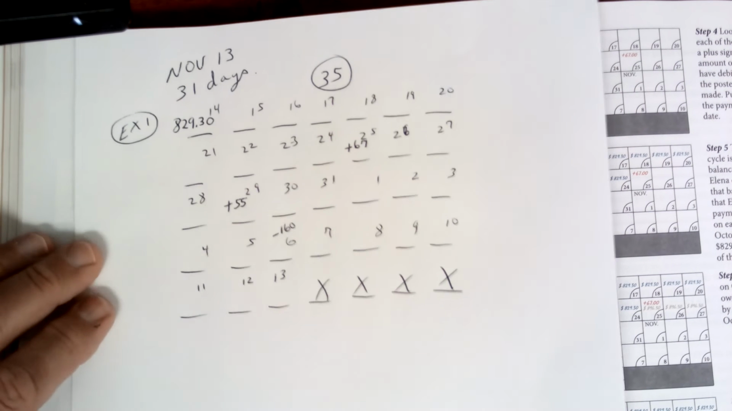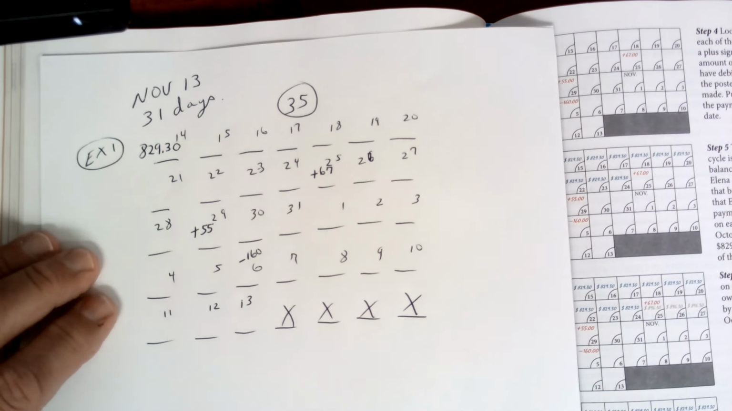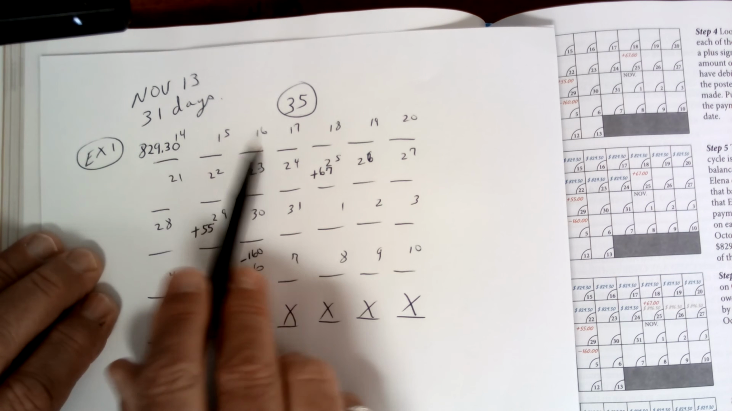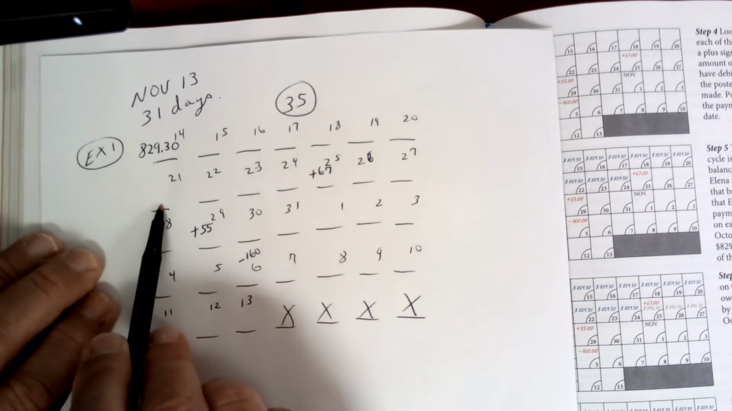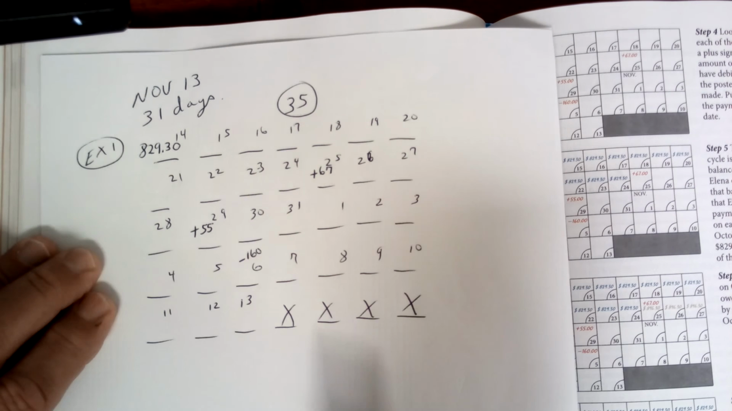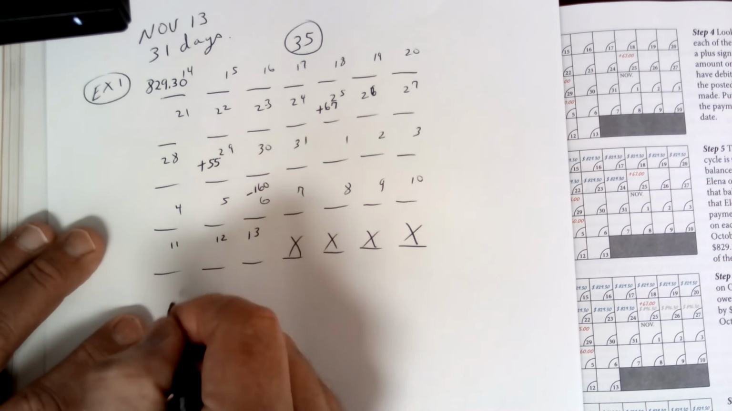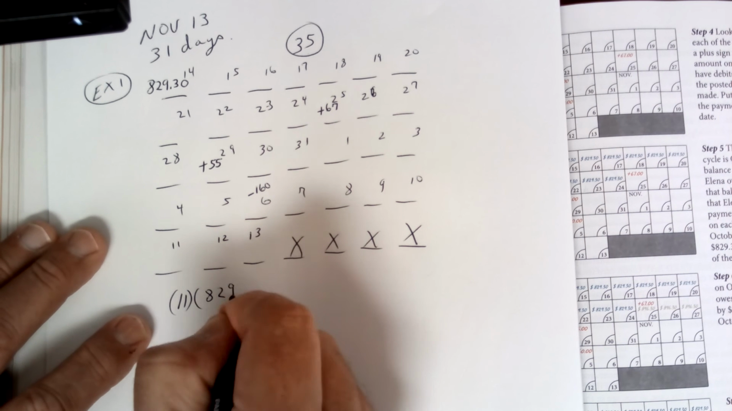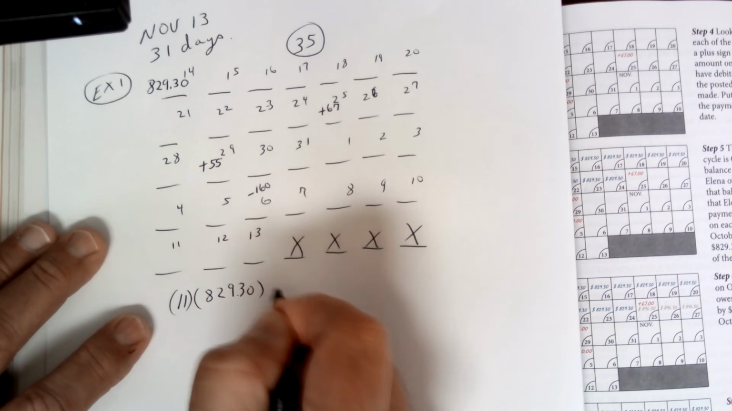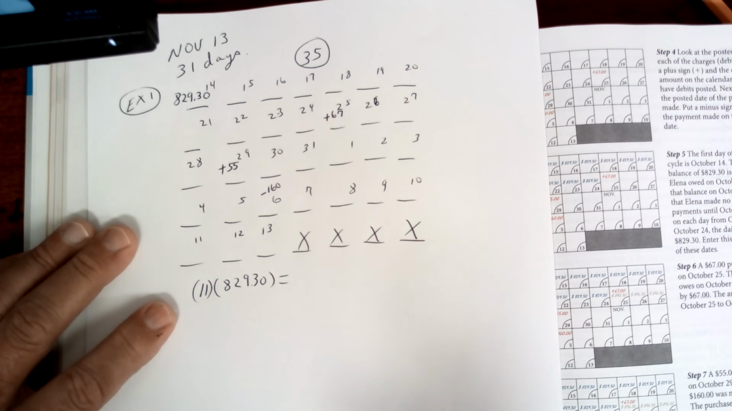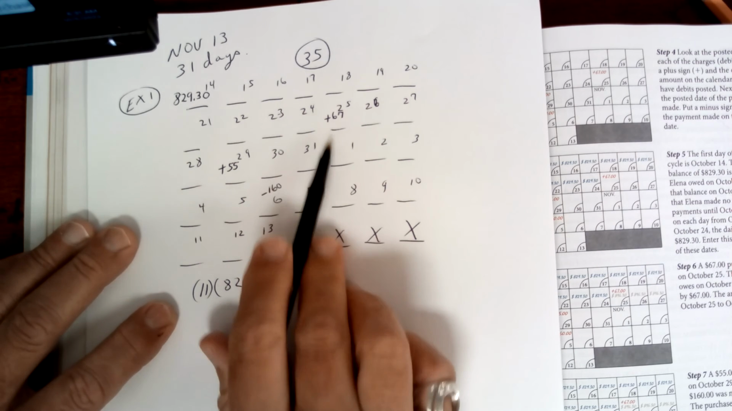Okay, let's take a look at what we have. We have an opening balance because they didn't pay it off. Now, how many days did they carry that? 1, 2, 3, 4, 5, 6, 7, 8, 9, 10, 11 days at that amount. So you're going to do 11 times 829.30, and you're going to get an answer. And then here, you're going to add 67 bucks to that.